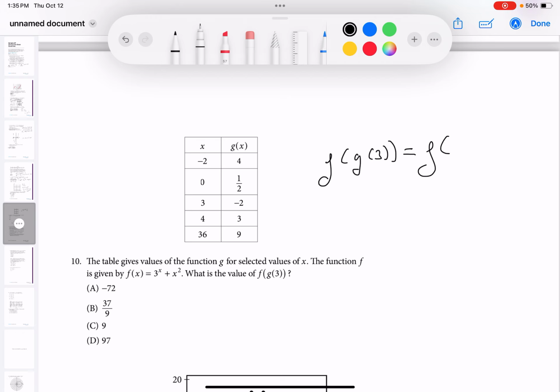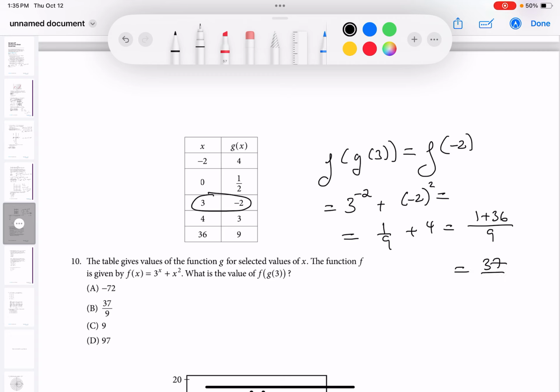Well, looking at it, g of 3 is going to be minus 2. Now, what does f do to its argument? It's going to be 3 to the minus 2 plus minus 2 squared. Well, let's write that down. That's 1/9 plus 4. I don't see that answer, by the way. So I'm going to say they probably combine the two numbers together. That's 9, and 1 plus 36, which can be 37 over 9. Is that answer there? Yeah, it's letter B. All right, let's keep going.